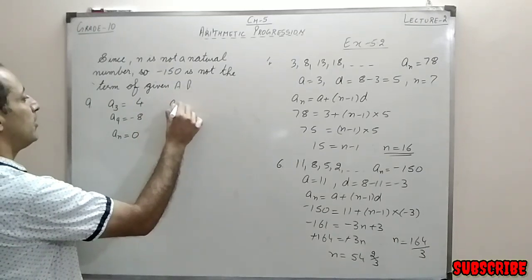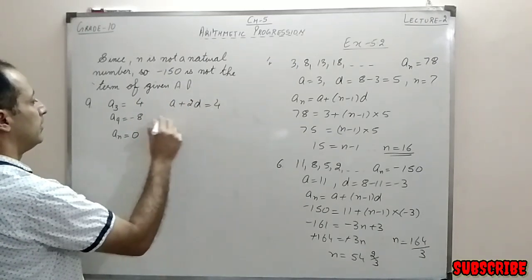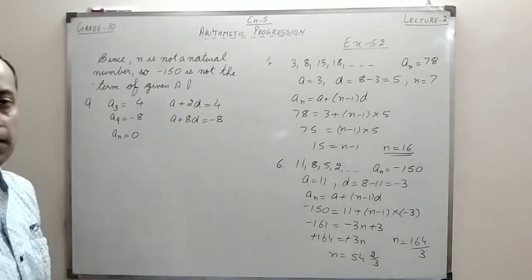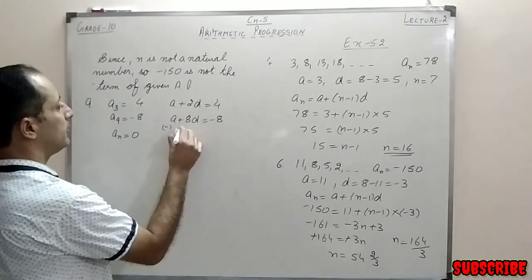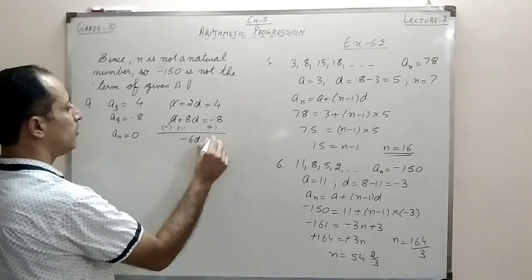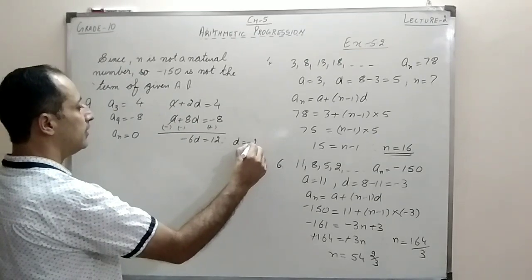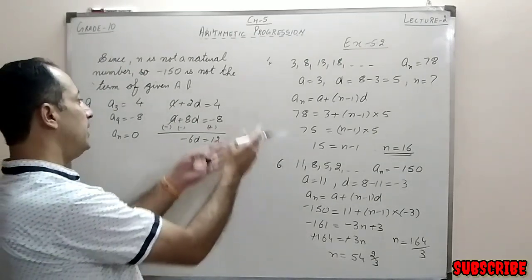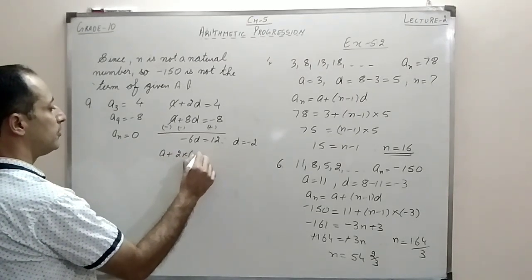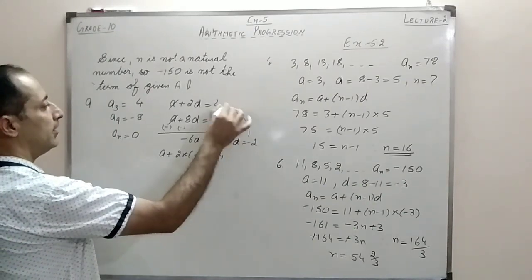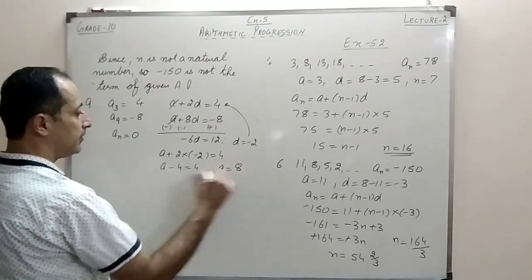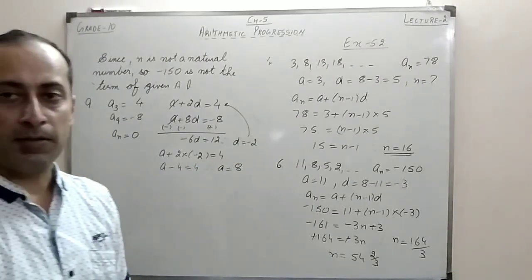So I can write this as a plus 2d equals 4, and a plus 8d equals minus 8. Now I subtract these two. This is minus, this is minus, this is plus. On subtracting, I get minus 6d equals 12, and I get the value of d as minus 2. I substitute the value of d in the first equation. I write a plus 2 into minus 2 equals 4. So this is a minus 4 equals 4 and I get the value of a as 8. So my first term is 8.